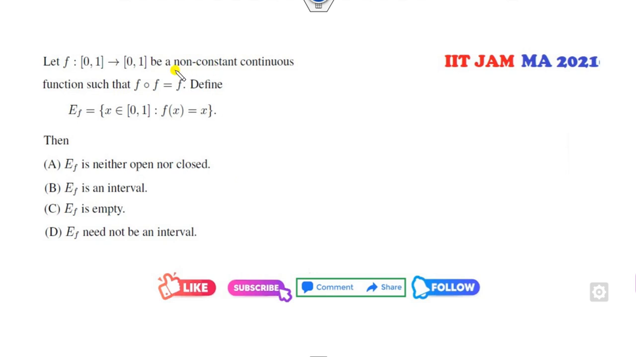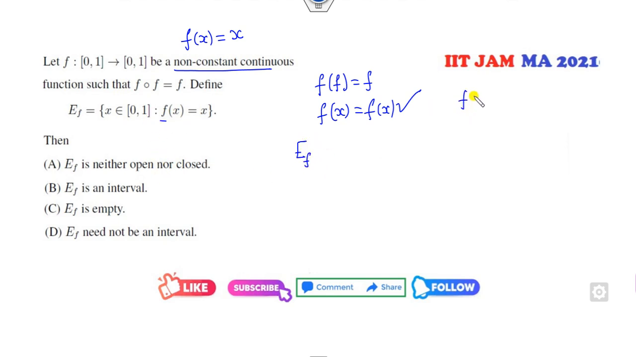Okay, f is a non-constant continuous function. So I can simply choose this as non-constant, such that f composed with f is f. Is it satisfied? So basically this is here. So that means this is my f of x. It is satisfied. Fine. Now, this is already given to you. Then E of f. Do you know what is the meaning of this? This is basically a fixed point. Fine. This is the fixed point.